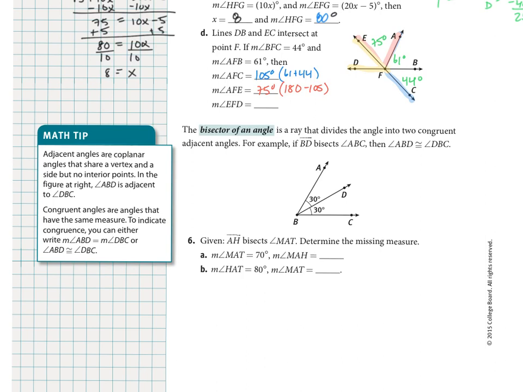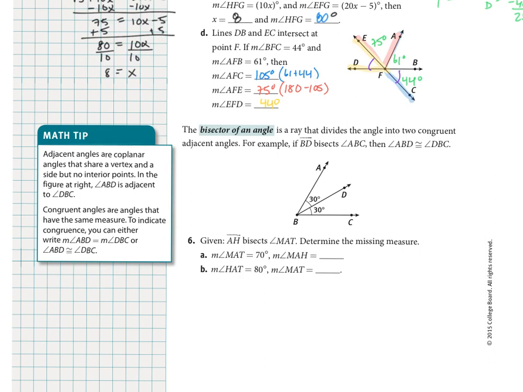But something else that we're going to preview in the future is something called vertical angles. Vertical angles are two angles that are across from each other, when two lines intersect. We're going to learn that those angle measures are congruent. They are equal to each other. So we know that the measure of angle EFD, even before I do anything at all, will be 44 degrees.